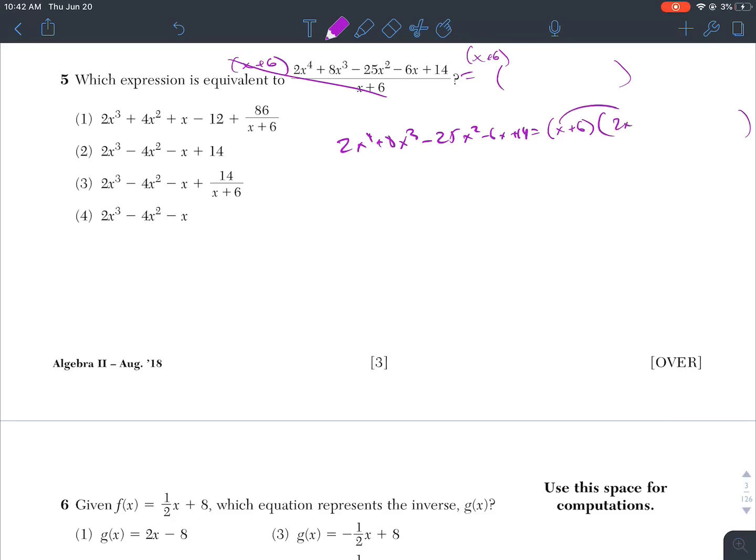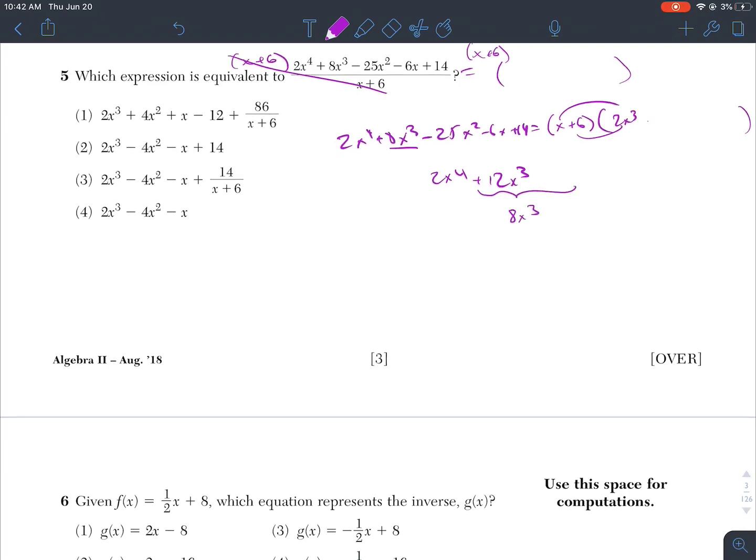X times 2x cubed would give us 2x to the 4th. But when we multiply 6 times that, we get 12x cubed. We want 8x cubed. So we'll have to put a negative 4x squared here. X times negative 4x squared is negative 4x cubed. Those do combine to make 8x cubed. That also gives us negative 24x squared.